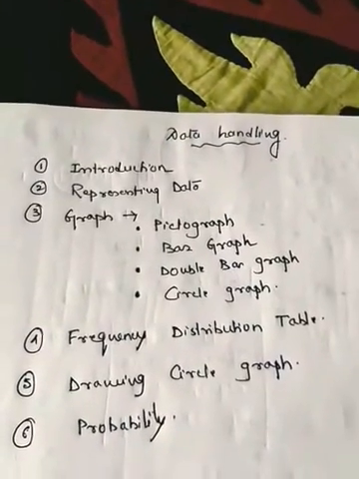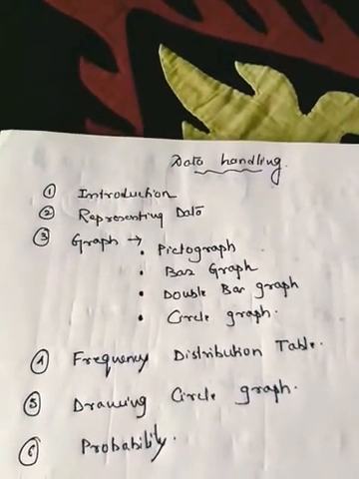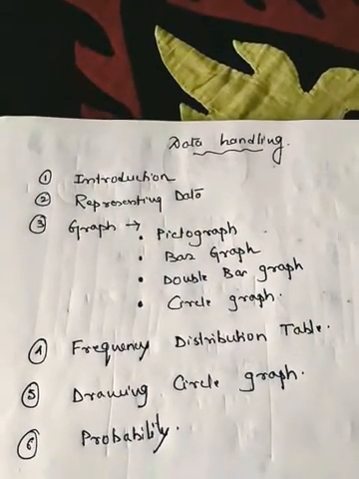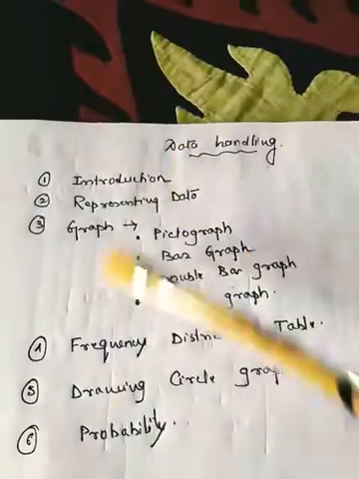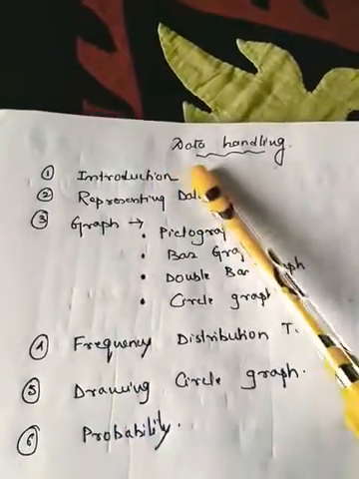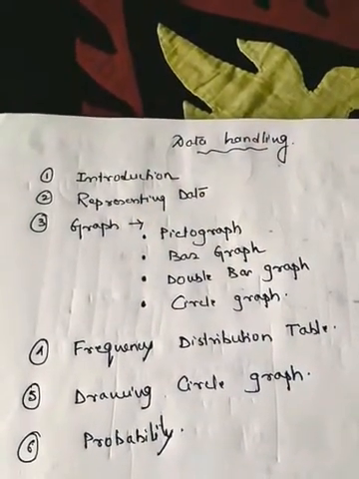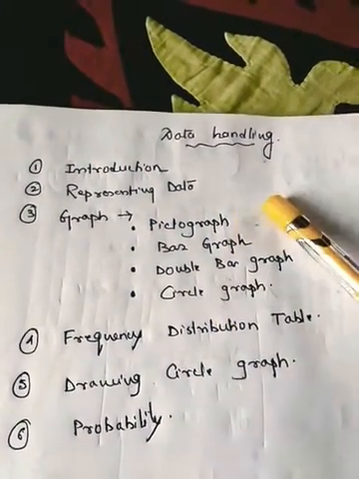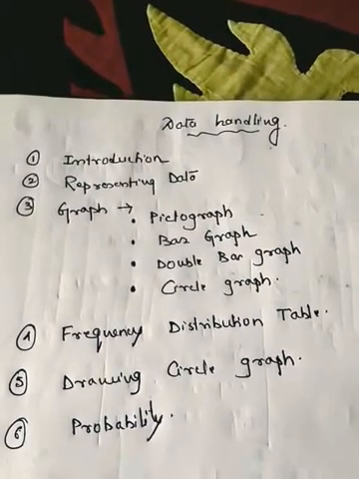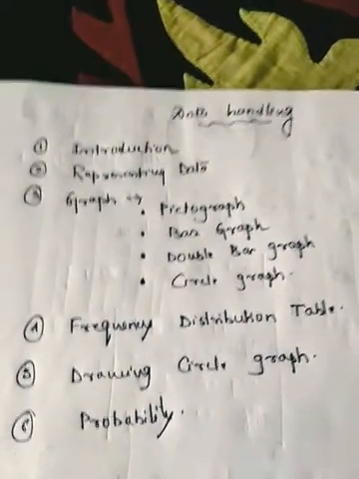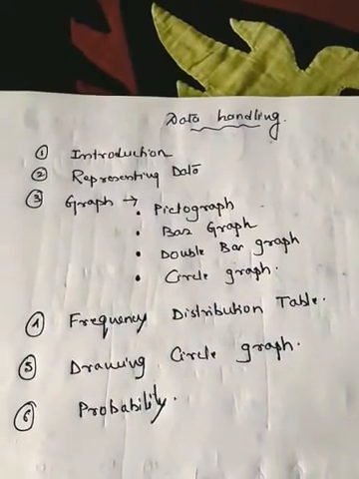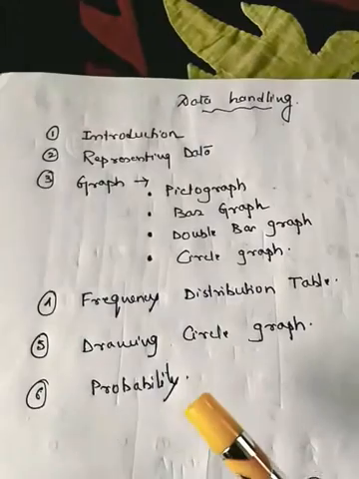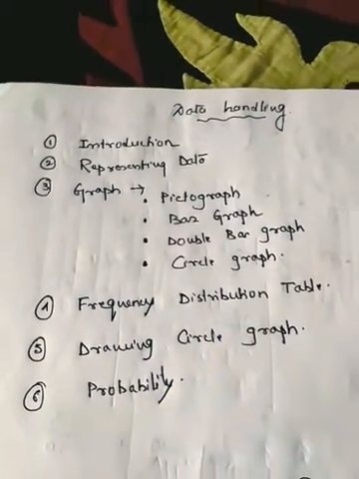Students, today as you see we'll start data handling, that is chapter number 5. Now in this chapter we'll study the first thing. These are the contents I've written. The first thing, introduction. Second thing, representing data. Different types of graph we'll study, that is pictograph, bar graph, double bar graph, circular graph. Then we'll study frequency distribution table, drawing circular graph, and at last we'll finish the chapter with probability.